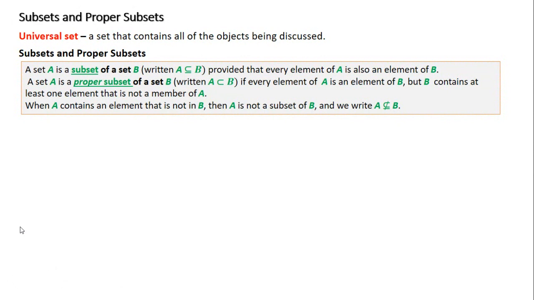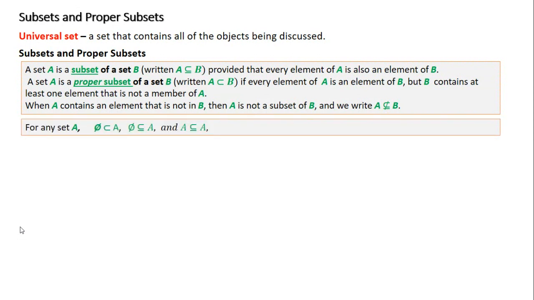All right. So proper sets. The way we read this is A is a proper subset of B if every element in A is an element of B, but B contains at least one element that is not a member of A. Okay, this is what's called a proper subset. And then the last tier that we have is when A contains an element that is not in B, then A is not a subset of B. Okay, and the not is shown by drawing a line through the symbol for subset. Okay, all right, so some more definitions or terminology.